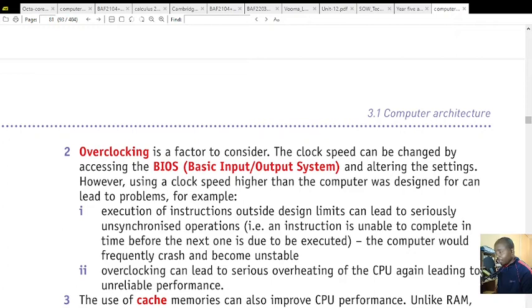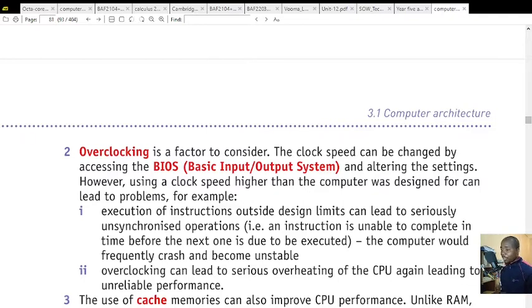Generally, if you interfere with the way the BIOS has been structured, and you influence that by altering it, the clock speed can go out of range of what the computer was designed for, and that can potentially bring your computer into some problems, because executing instructions outside the design limit can lead to unsynchronized operations, which can alter the performance of the computer and probably crash your computer.